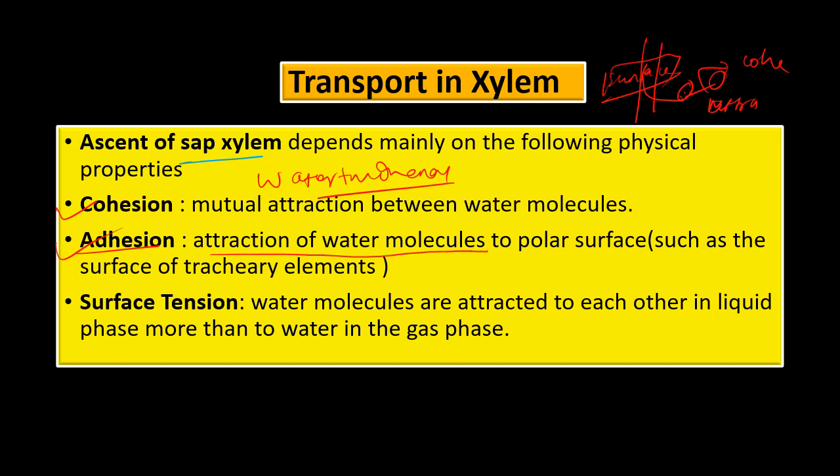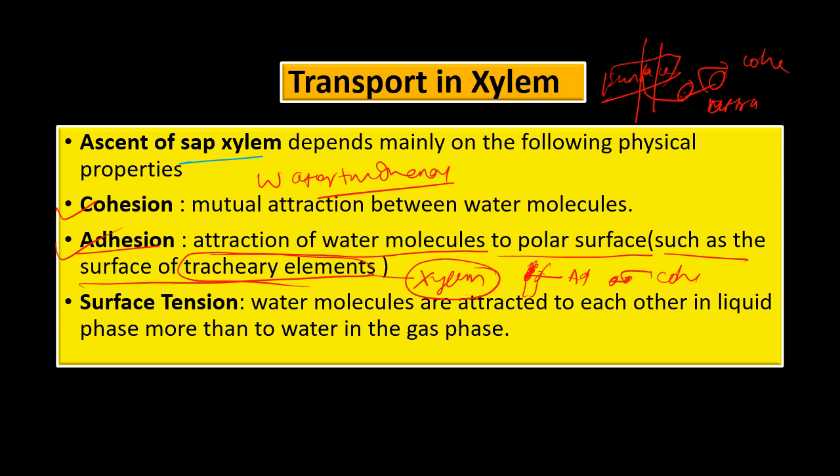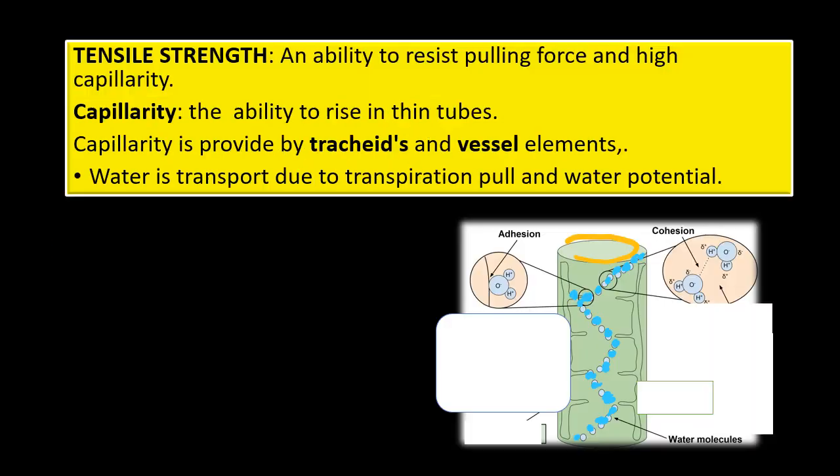Attraction of water molecules to a polar surface, such as the surface of a tracheary element. What is a tracheary element? Tracheary elements are mostly present in xylem. This is a part of xylem. Let's consider this is a tracheary element. Water molecules attached to this part show adhesion, and water molecules attracted to each other show cohesion. Another concept is called surface tension. When water molecules attract each other in the liquid phase more than they attract water in the gas phase, this is called surface tension.